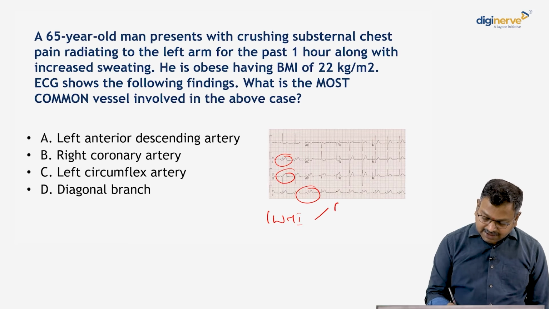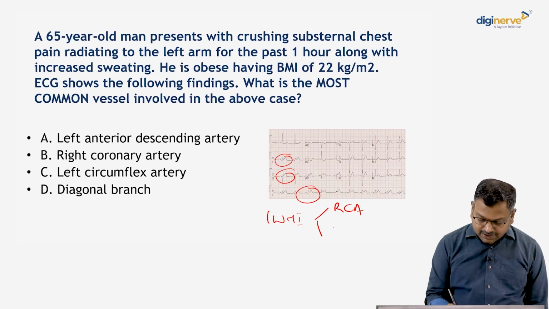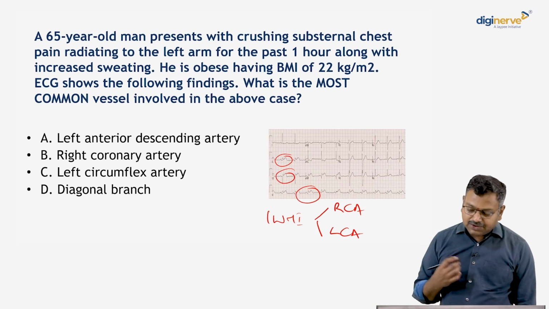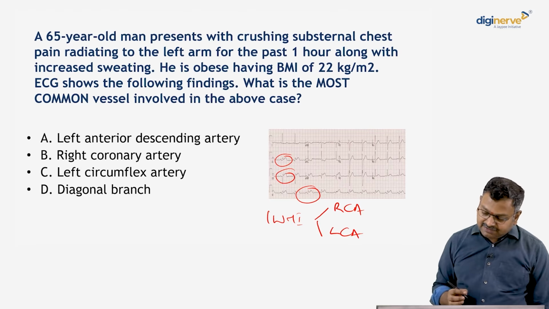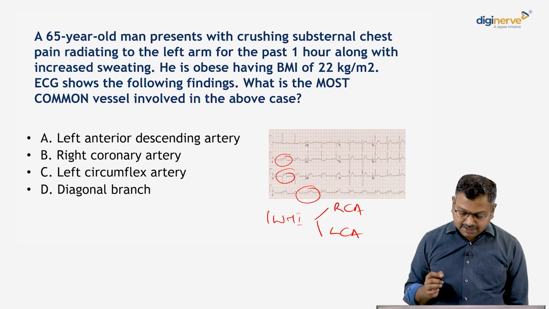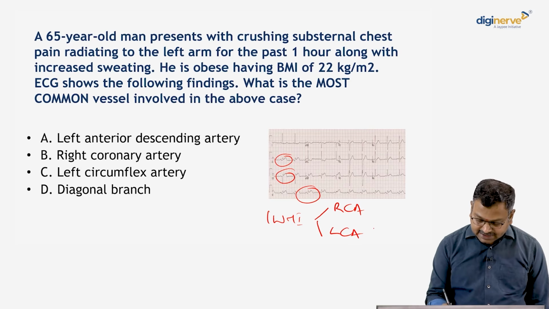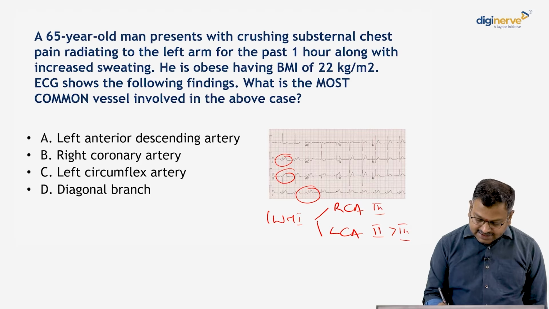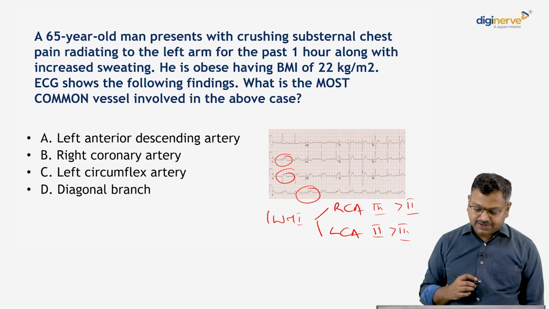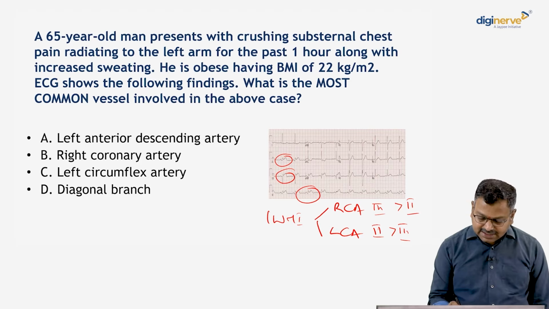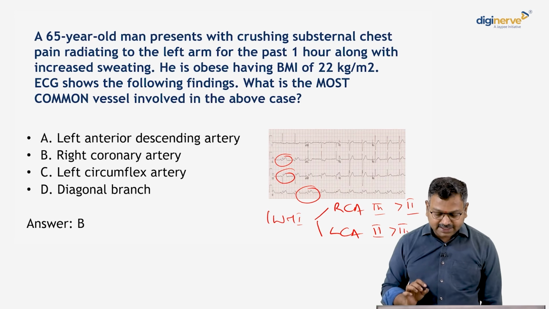The inferior wall MI can be due to the right coronary artery or the left circumflex artery. So how do you say which? If the ST elevation in lead 2 is more than lead 3, it suggests the left circumflex artery. If lead 3 is more than lead 2, it is the right coronary artery. Here the ST elevation in lead 3 is more than 2. So the answer is right coronary artery.